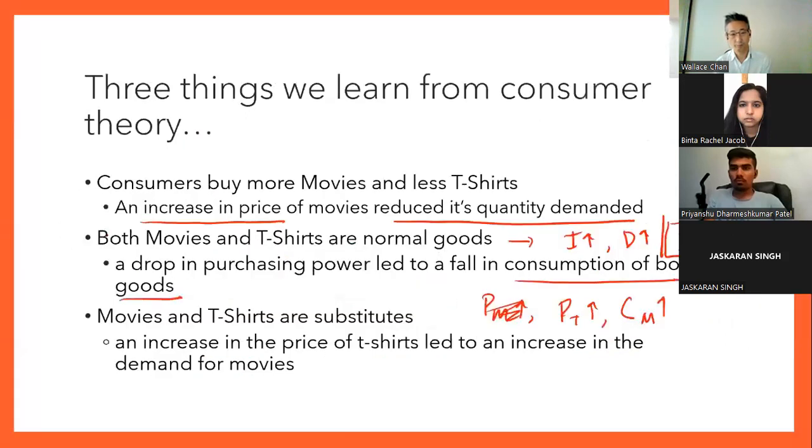So you can also use that to make a comment on whether the goods are complements or substitutes. The price of movies, the price of t-shirts went up, and the consumption of movies went up in the final analysis. So that means that these two goods are substitutes. If you had found the opposite, let's say after doing the whole analysis, the price of t-shirts went up, but overall consumers are also reducing their demand for movies, that would have made the goods complements.